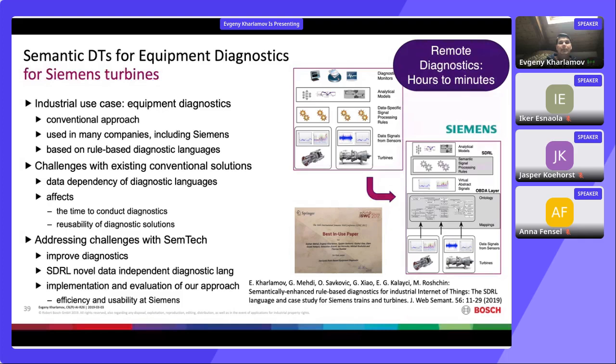This was a very nice and very successful thing that was done a few years back, and actually I was involved in that, and we even got a Best Paper Award for that. It was a very nice impact we showed in terms of these remote diagnostics.